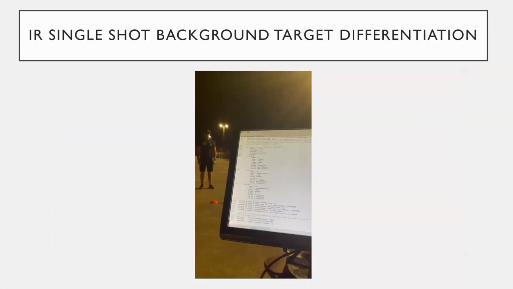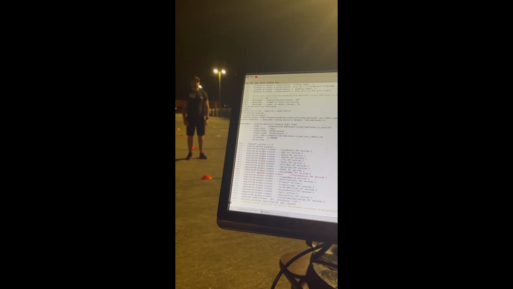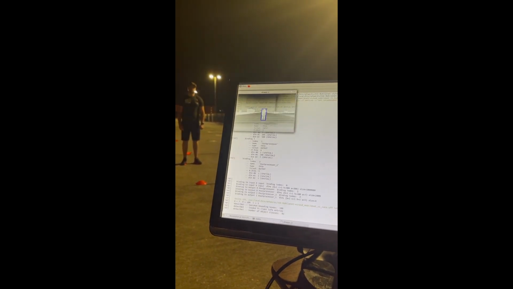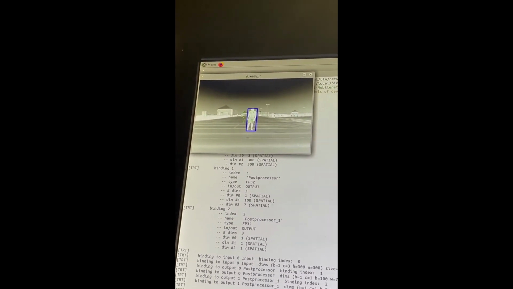Now we're going to demonstrate the time that it takes for the single shot detector algorithm to pick out an object from the scene and proceed to display it. As we can see right now, the program is initializing. The single shot detector network is loading, and instantly, as soon as the frame appears on the screen, we can see that we draw a bounding box around the target, as well as output the range and the X and Y coordinates in the frame.